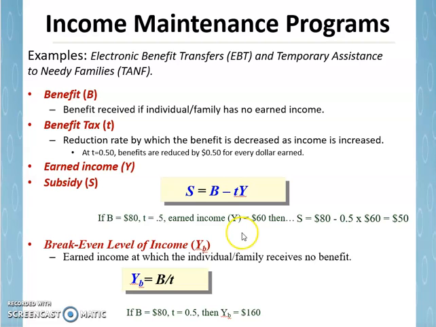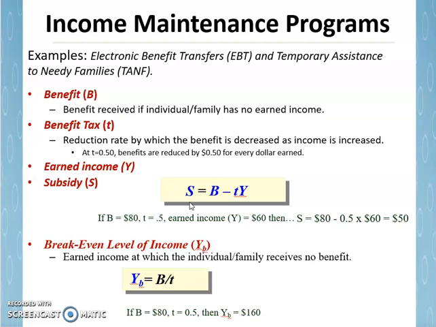To calculate that, we set the subsidy to 0 and then solve for income. The math shows up as the break-even level of income is equal to the benefit divided by the tax. For example, if the benefit is 80 and the tax is 0.5, 80 divided by 0.5 is 160. Another way of putting it is if this person makes $160, their subsidy will be 0.